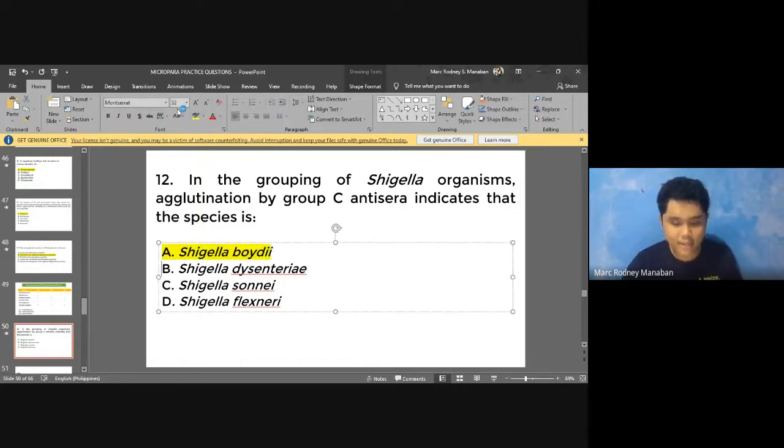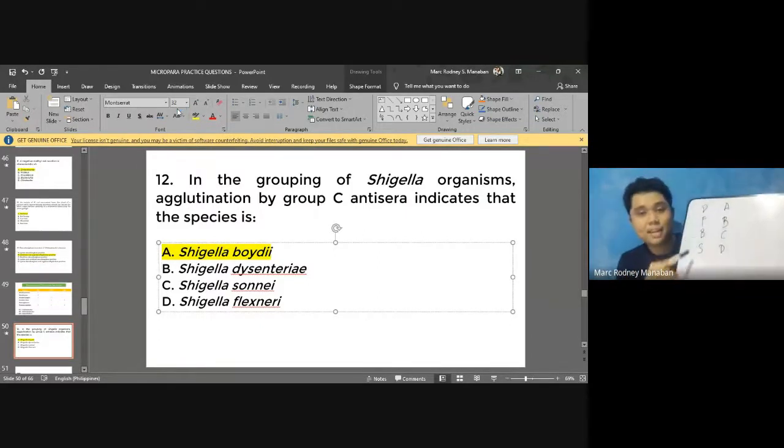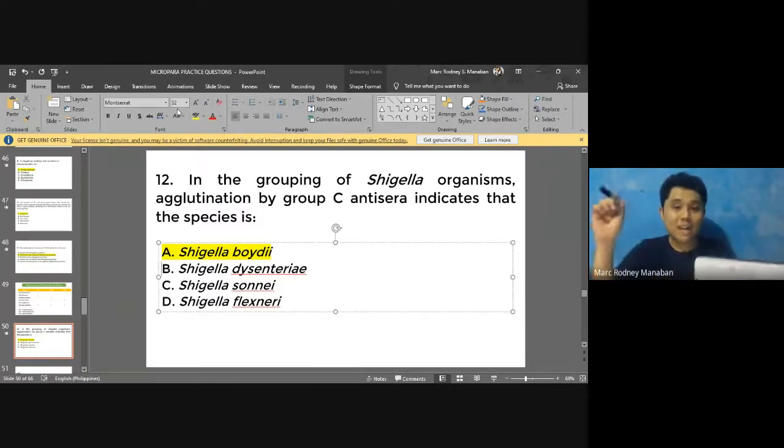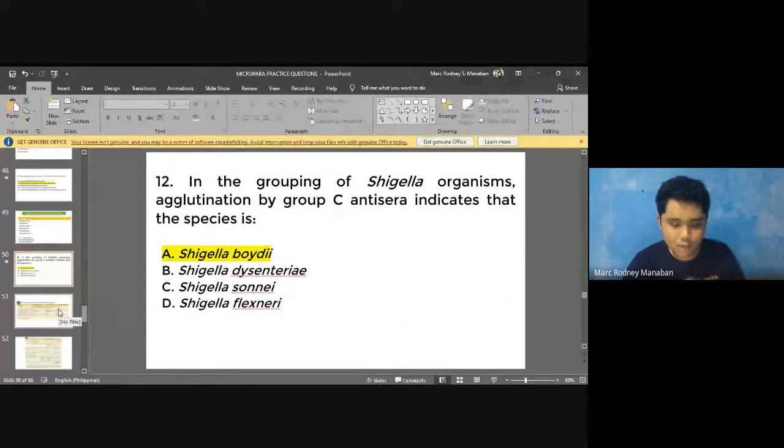Very good. Okay. So take note of our mnemonics, dears. The Shigella group is BFBS, and they are partnered with ABCD. So in this order, BFBS goes with ABCD. Letter D is dysenteriae, that is group A. F, flexneri, is group B. Letter B here is boydii, that is group C. And sonnei is group D. Take note, BFBS, in that order, corresponds to A, B, C, D in Shigella grouping. Alright? Okay. And that's for your Shigella.